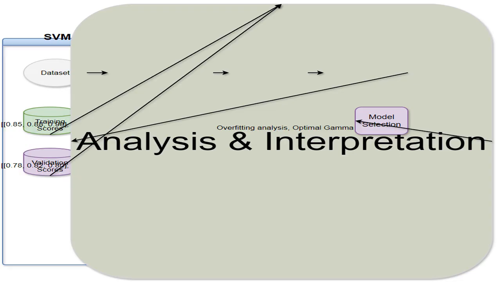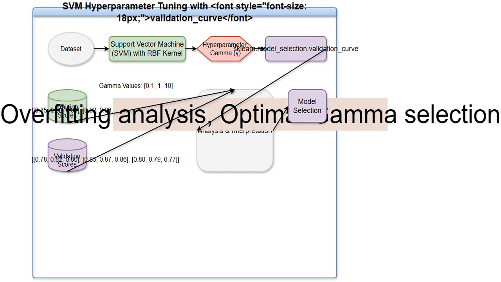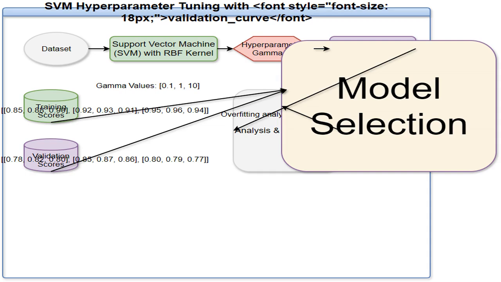Here, we need to compare the training and validation scores to understand how the model generalizes and to choose the best gamma value. By comparing training and validation scores, we can identify overfitting and find the optimal gamma value that balances model performance and generalization. This is done by checking if there is a significant difference between the training and validation scores as gamma increases. Based on the analysis, a suitable gamma value is selected, leading to the final choice of the model. The selection should be based on validation scores, not the training scores, to minimize overfitting.